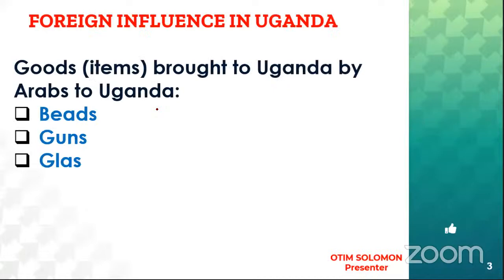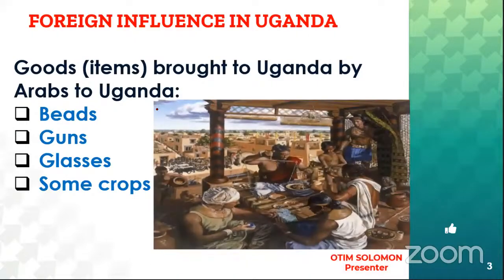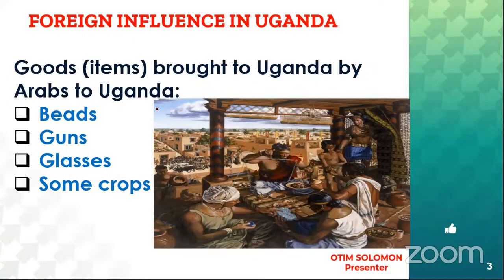We had beads, we had guns, we had glasses. These are the goods that were brought. And then some crops that were goods that were brought to Uganda by the Arabs.